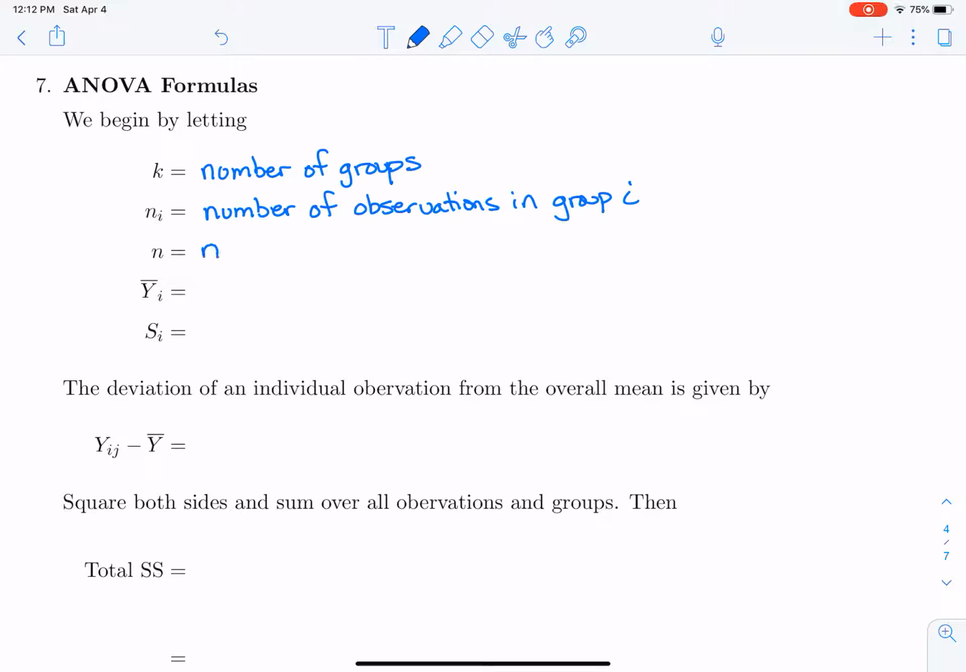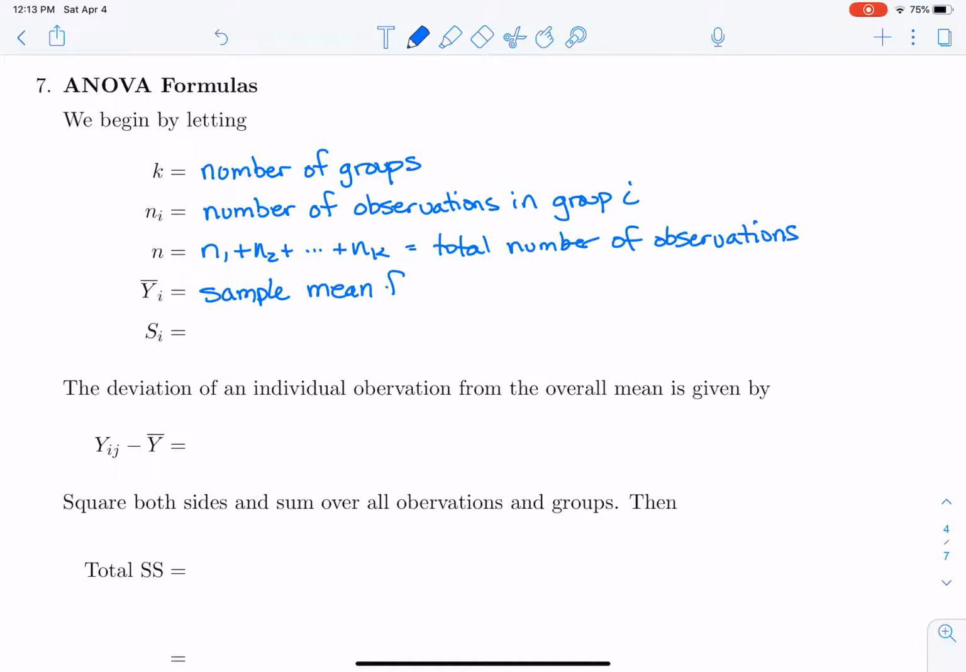N is going to be the total number of observations. It's going to be N1 plus N2 all the way down to N sub k, where there are k groups. That's going to be the total number of observations. Y sub i bar, we already know, is going to be the sample mean for group i. And S sub i, sorry, is the sample standard deviation of group i.